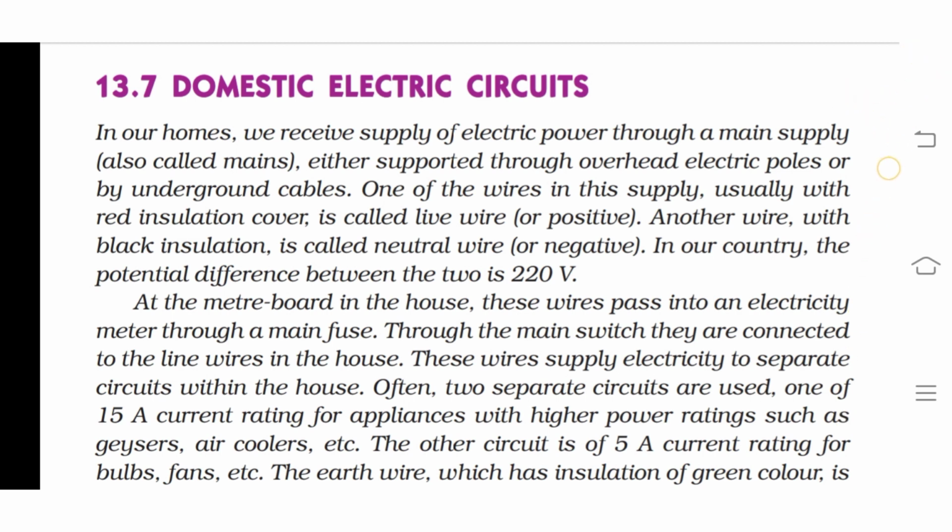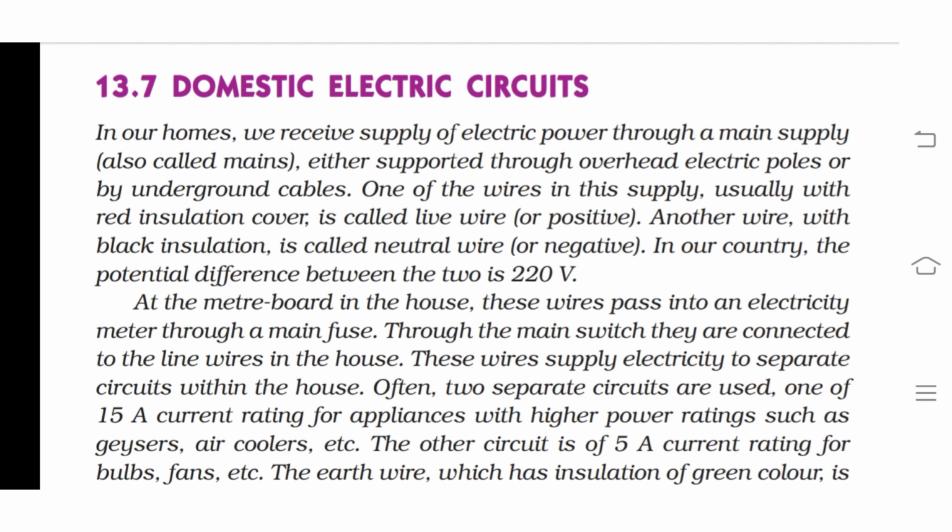Today we are discussing the last topic of this chapter, the magnetic effect of electric current. The topic is domestic electric circuits. A domestic electric circuit means the circuits we use in our homes. Individual circuits can be connected to the individual rooms, and they are connected to the energy meter, which comes from the electric power station.